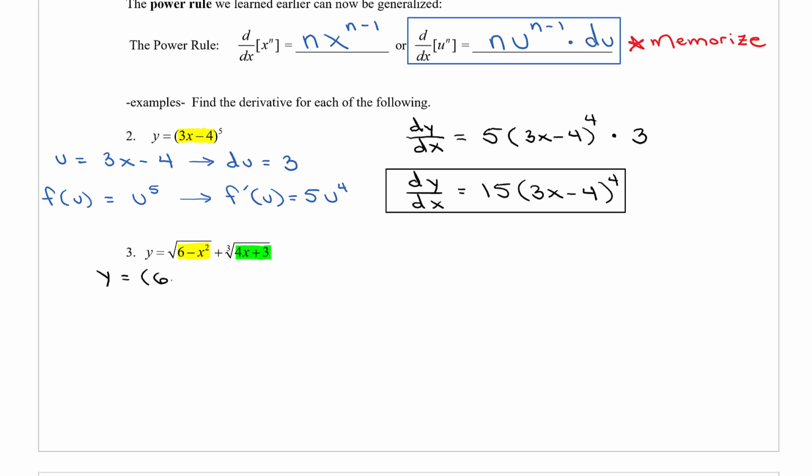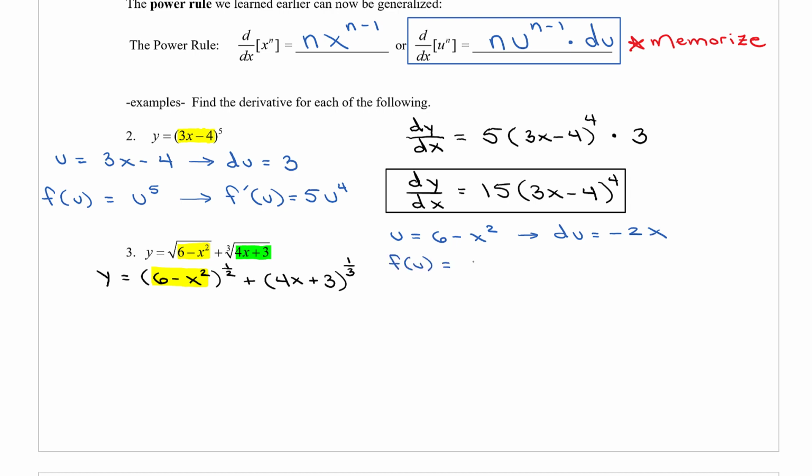So let's go ahead and write y equals, I'm going to write this as, open up a set of parentheses, 6 minus x squared, close the parentheses, raised to the 1/2 power, plus, open up a set of parentheses, 4x plus 3, close the parentheses, all raised to the 1/3 power. I'm going to highlight the 6 minus x squared that I wrote inside the parentheses in yellow, and I'm going to label that as my u. I'm going to write u equals 6 minus x squared, then an arrow pointing to the right. I'm going to write du equals negative 2x. That's the derivative of my first inner function.